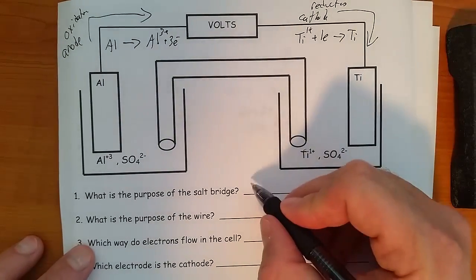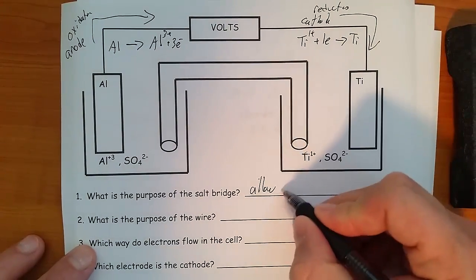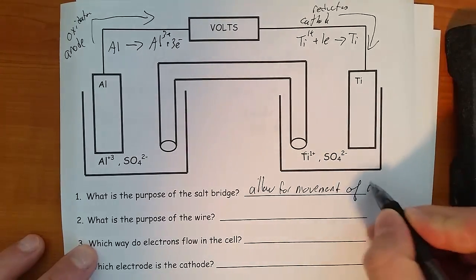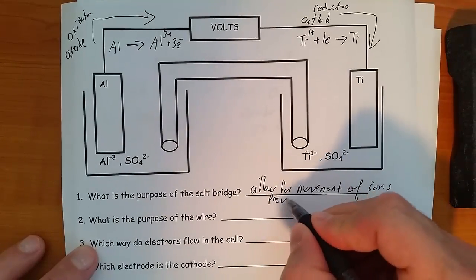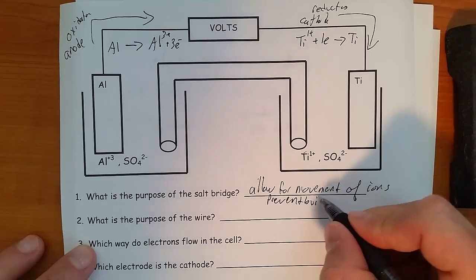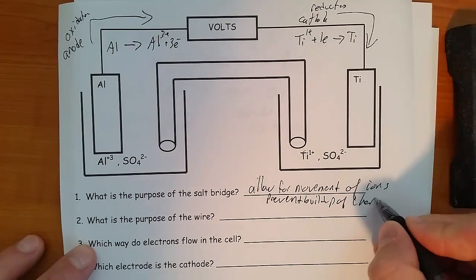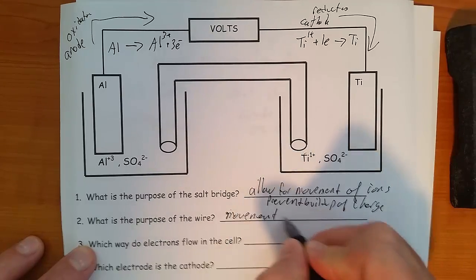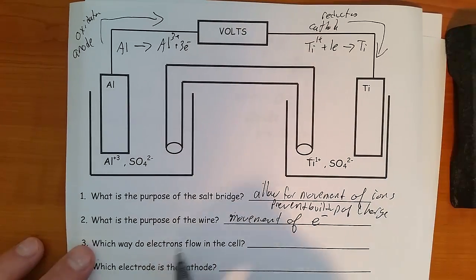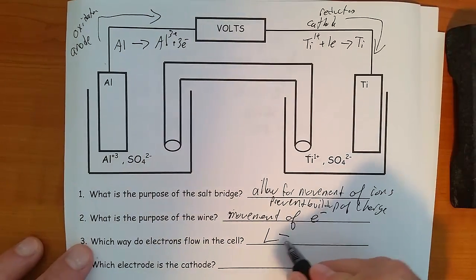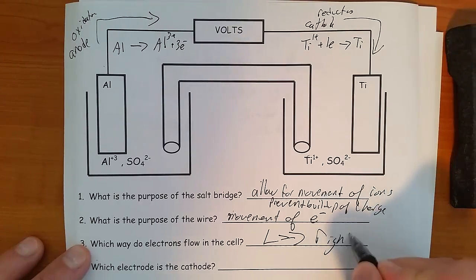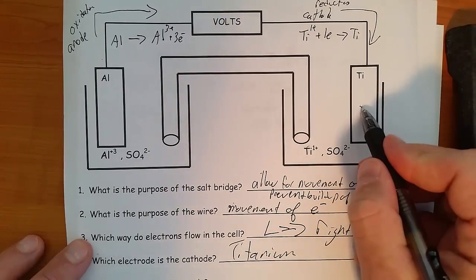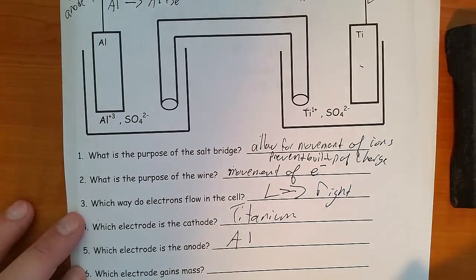Purpose of the salt bridge: to allow for movement of ions, to prevent buildup of charge. Purpose of the wire: movement of electrons. The electrons are flowing, we saw, from left to right. Cathode is the titanium. The anode is the aluminum.